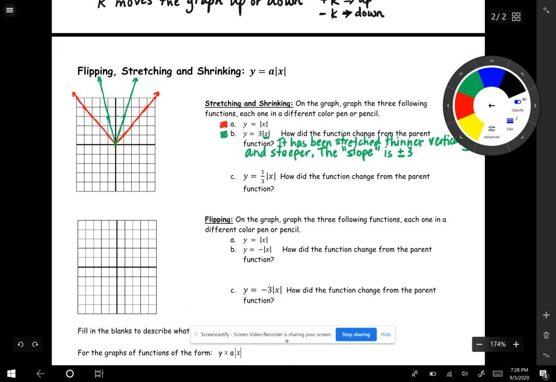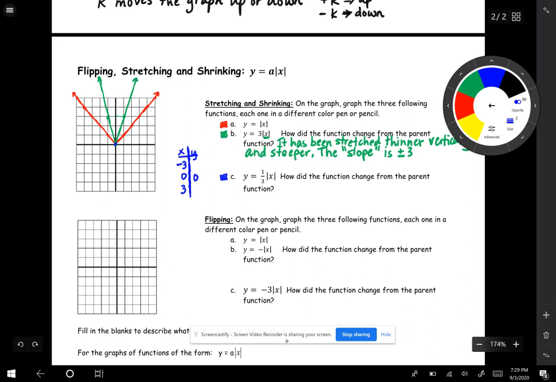All right, and then our last graph for this particular problem set, 1/3 times the absolute value of x. How did the function change from the parent function? So for this one, I might make a table so you understand it a little better. We want to pick nice numbers for x that are multiples of 3 so we can cancel it out. So I would pick -3, 0, and 3. 0 times anything is 0, so 0, 0, same starting point.